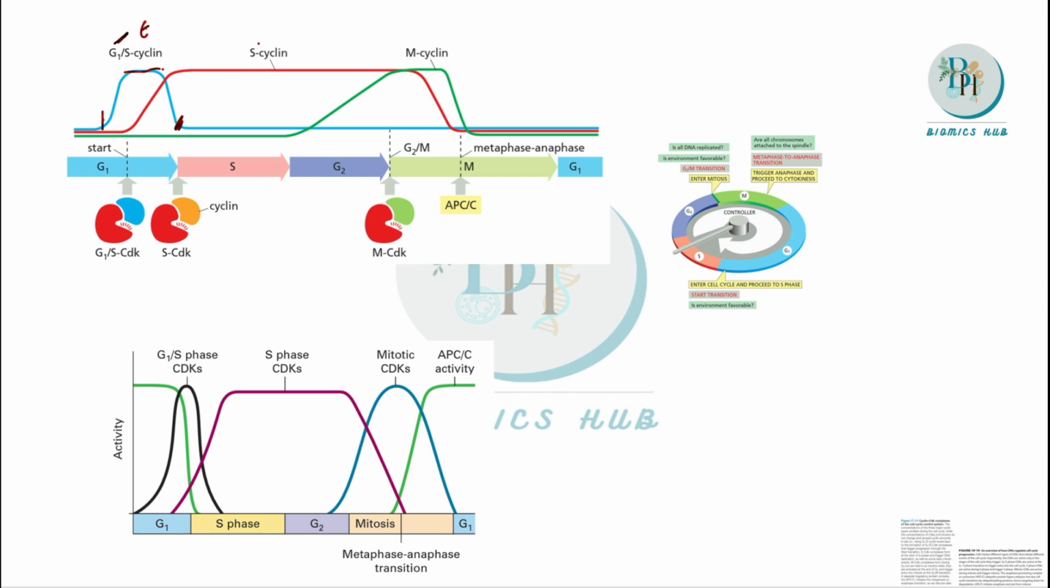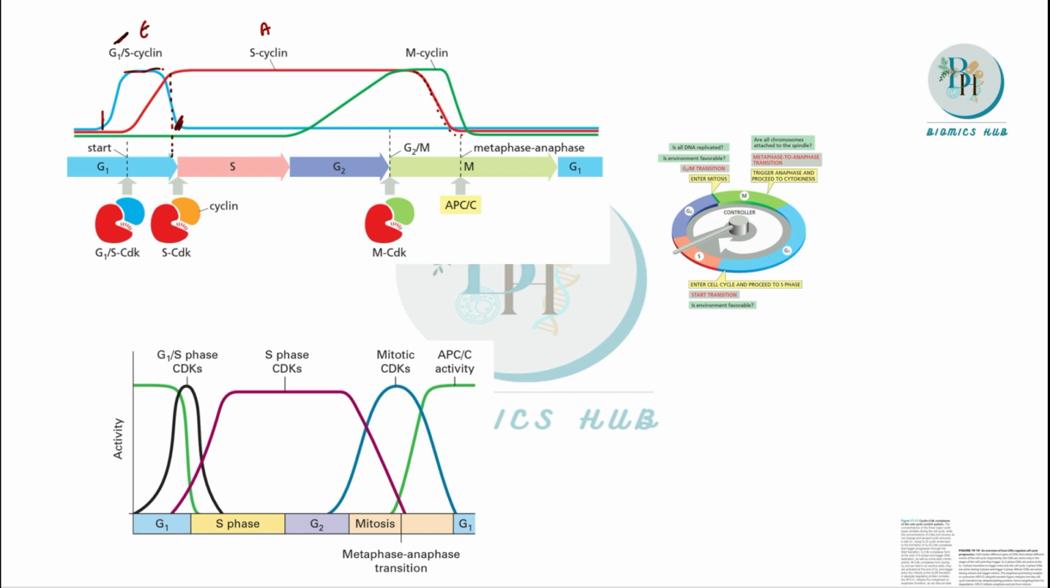Now comes the S cyclin. The S cyclin means cyclin A. Cyclin A is synthesized in the late G1 phase, and it is constant throughout the S phase as well as the G2 phase. In the middle of the G2 phase, it destroys itself.